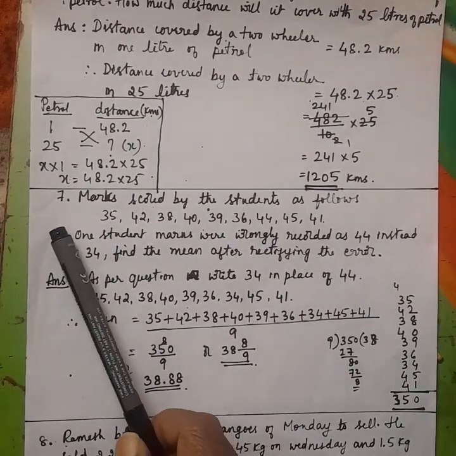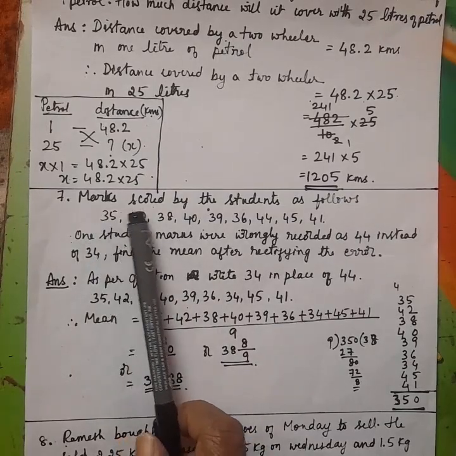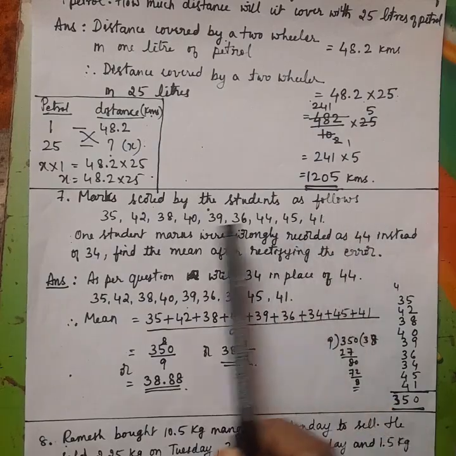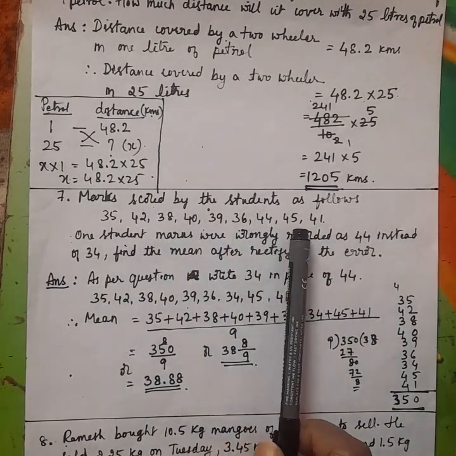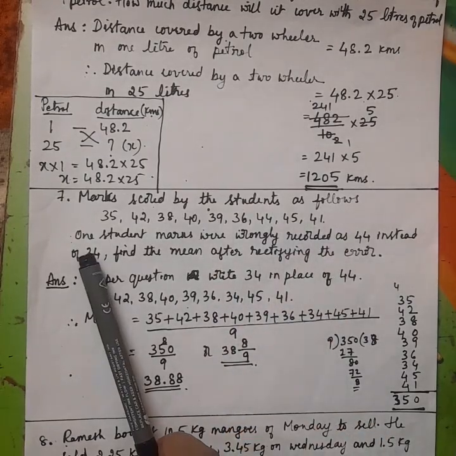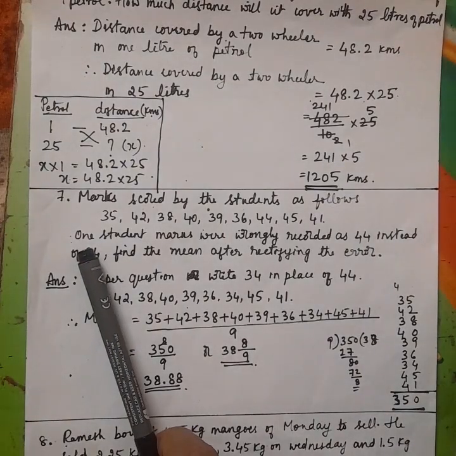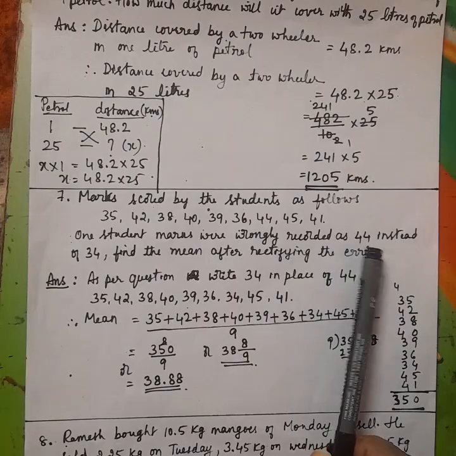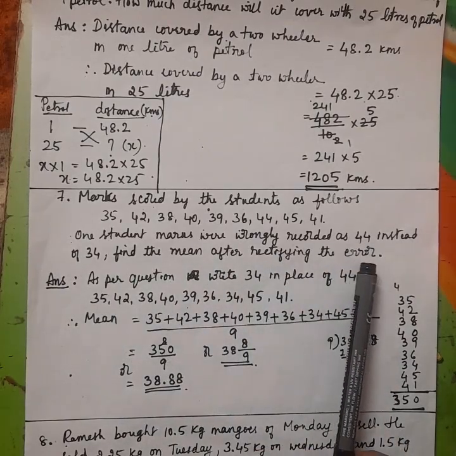Now coming to the next question. Question number 7. Read the question. Marks scored by the student are as follows: 35, 42, 38, 40, 39, 36, 44, 45 and 41. These are the marks scored by the student. Now the question continues, saying one student's marks were wrongly recorded as 44 instead of 34. Find the mean after rectifying the error.